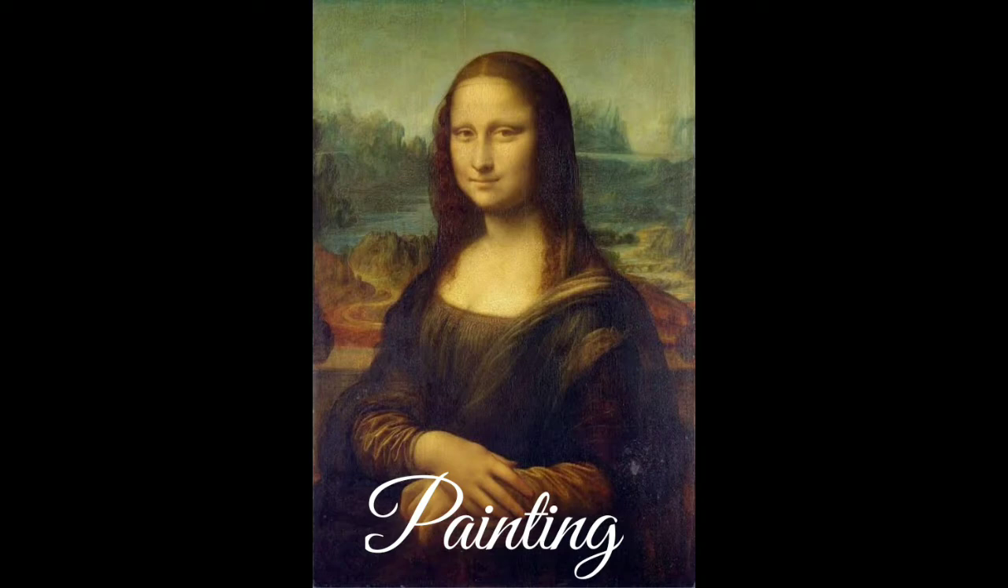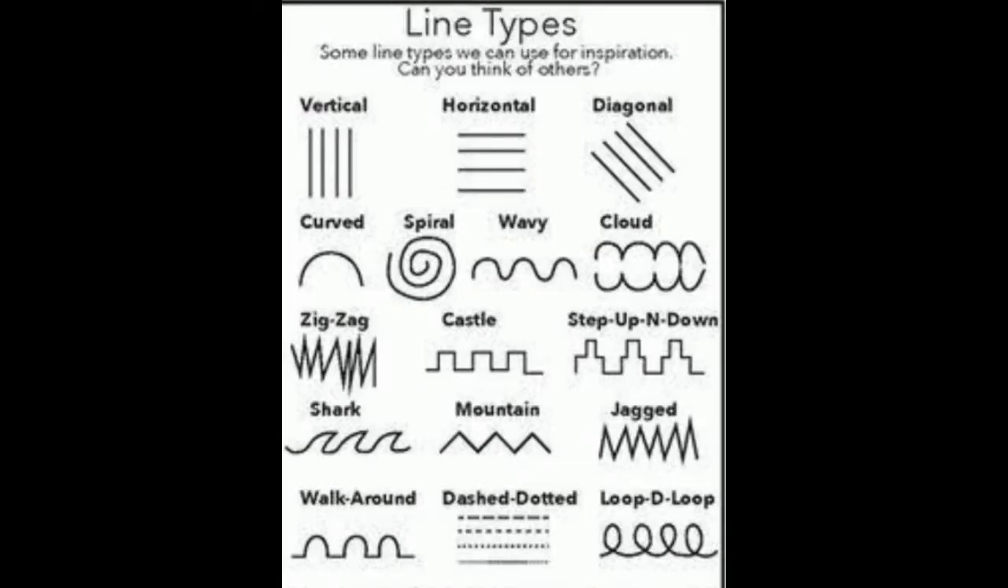Painting always becomes two-dimensional. Children, first element of art is line. Line is considered to be the most basic element of art. Line is the name of a path which connects two endpoints. Every line has some length and width. There are various types of lines: vertical, horizontal, diagonal, curve, spiral, wavy, cloud, zigzag, castle, step up and down, shark, mountain, jag, walk around, dash, dotted, loop, etc.